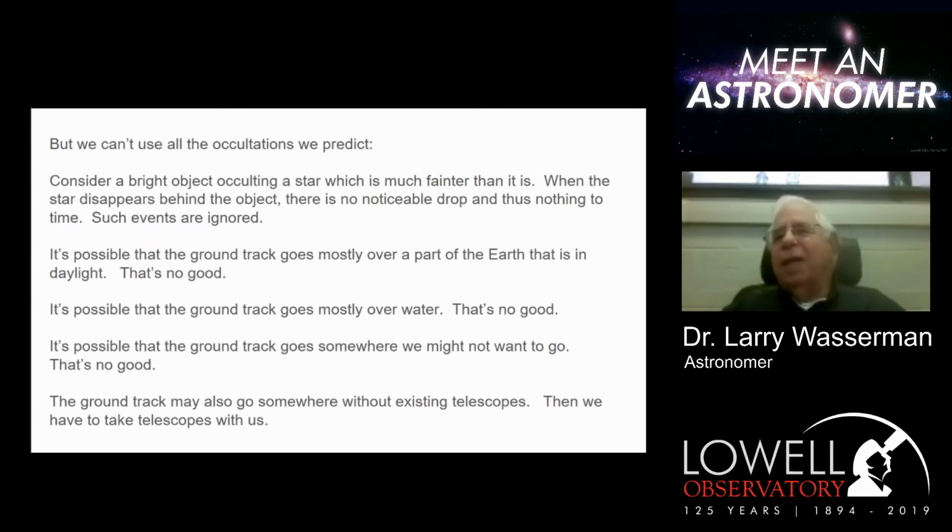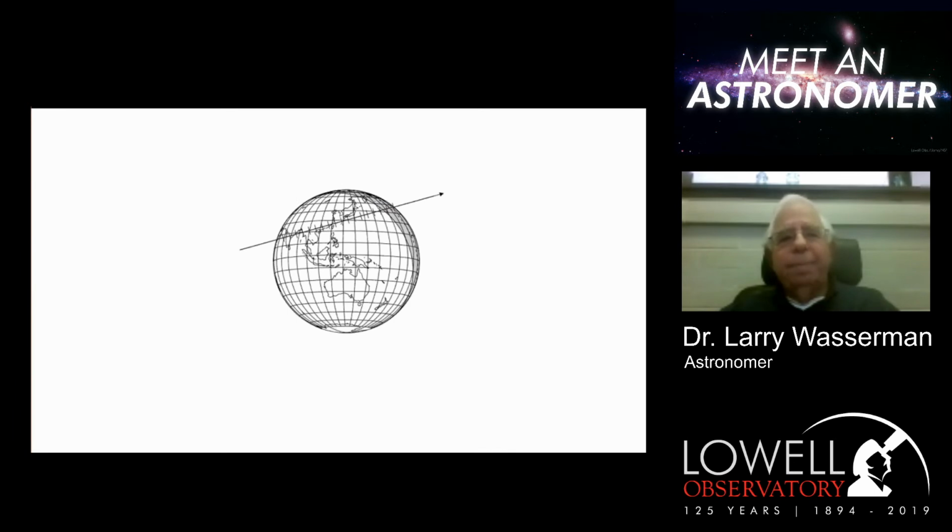Also, the ground track may go somewhere without existing telescopes. And in that case, we may have to take the telescope with us if we go to try and observe it. Okay, here's an occultation. The ticks across there are 1 minute of time. You'll notice it takes the shadow maybe 15 minutes to cross the Earth from one side to the other. That's a typical velocity. The shadow, according to the arrow, is moving from left to right.